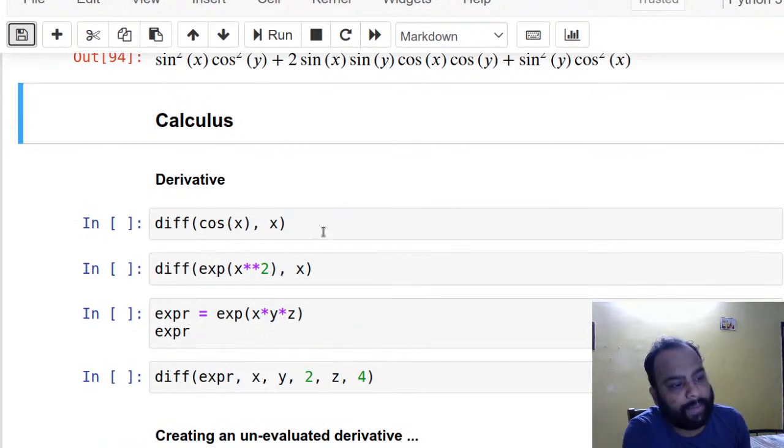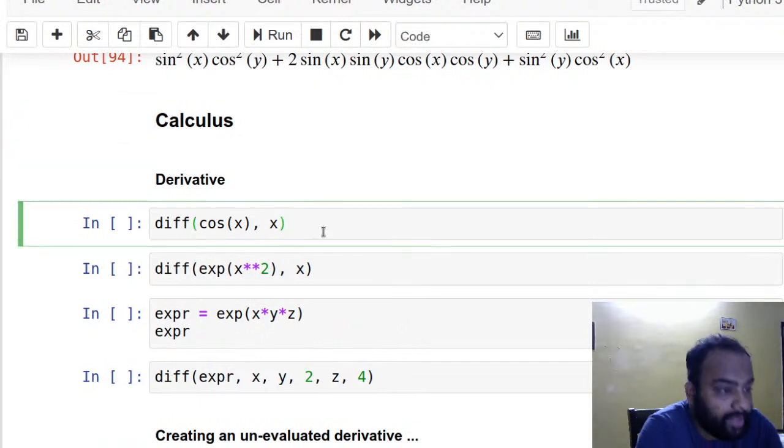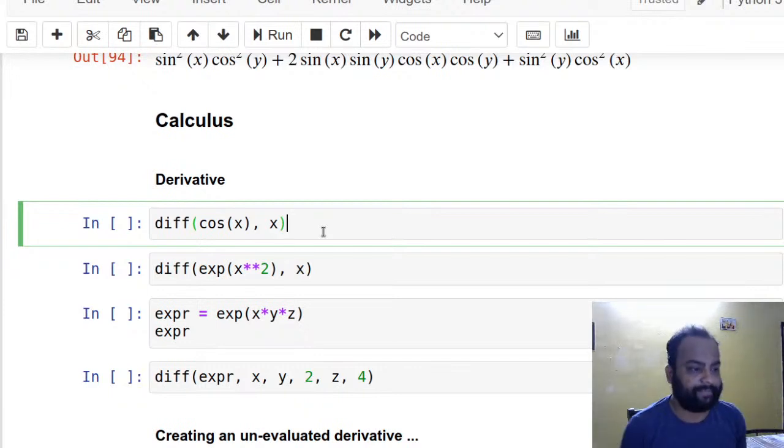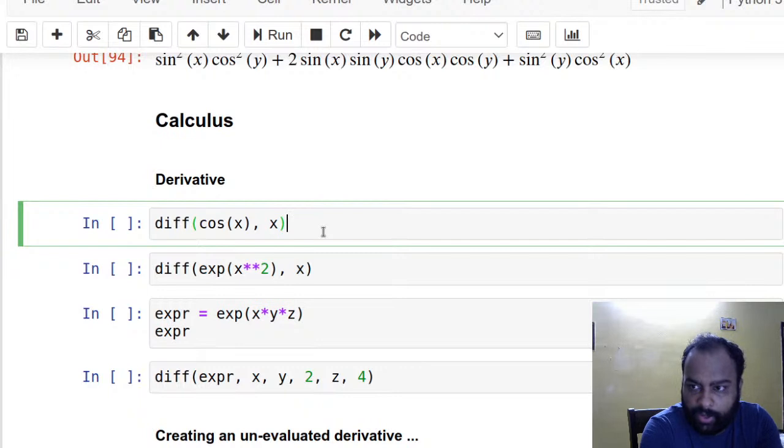Okay, so now we are jumping to calculus. Of course, calculus here would start with derivatives. It should have started with limits, but it's starting with derivatives somehow. All right. So let's differentiate a function. Again, we are not differentiating anything numerically. We could differentiate it numerically, but we are not doing that.